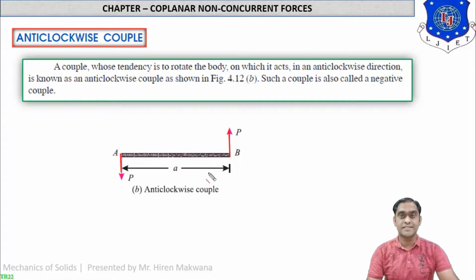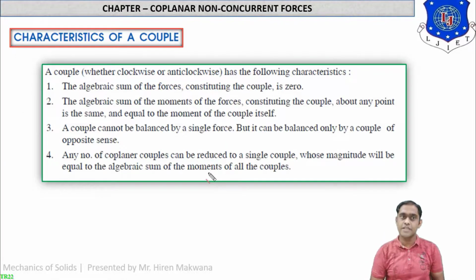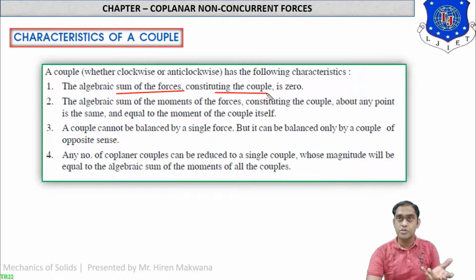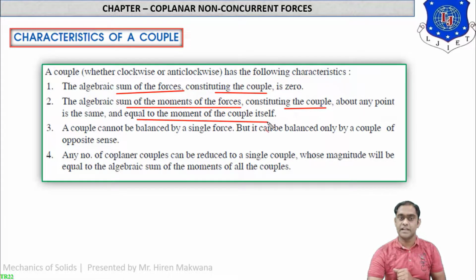Let us see some characteristics of a couple. This is our last topic of the chapter. There are mainly four characteristics, means properties, of a couple. Number one, the algebraic sum of the forces constituting the couple is 0. Means on the body, the net total of the forces will be 0. Upward forces are equal to downward forces. The net effect is 0, so the body is just rotating, not moving anywhere in the translatory direction. Number two, the algebraic sum of the moments of the forces constituting the couple about any point is the same and equal to the moment of the couple itself.